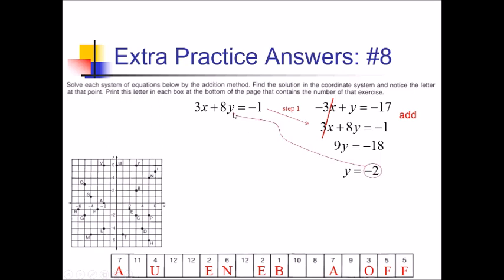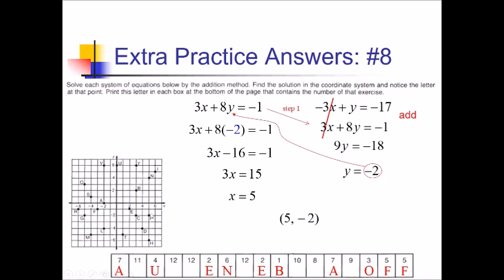in over here, we've got 3x plus 8 times negative 2 equals negative 1. So that's negative 16 right there. Adding 16 to both sides, negative 1 plus 16 is 15. And then dividing both sides by 3, I have x equals 5. So that's the point 5 comma negative 2.